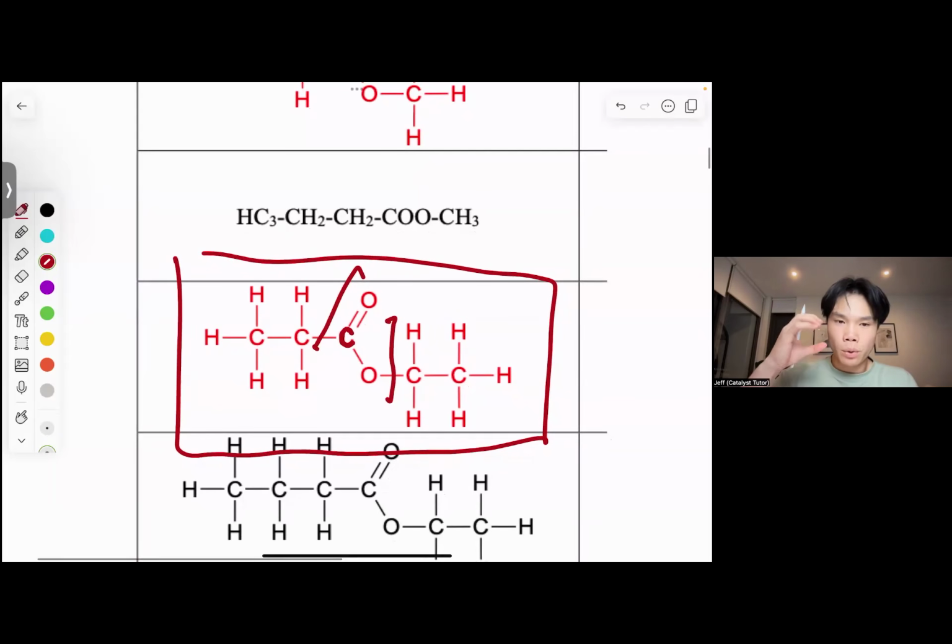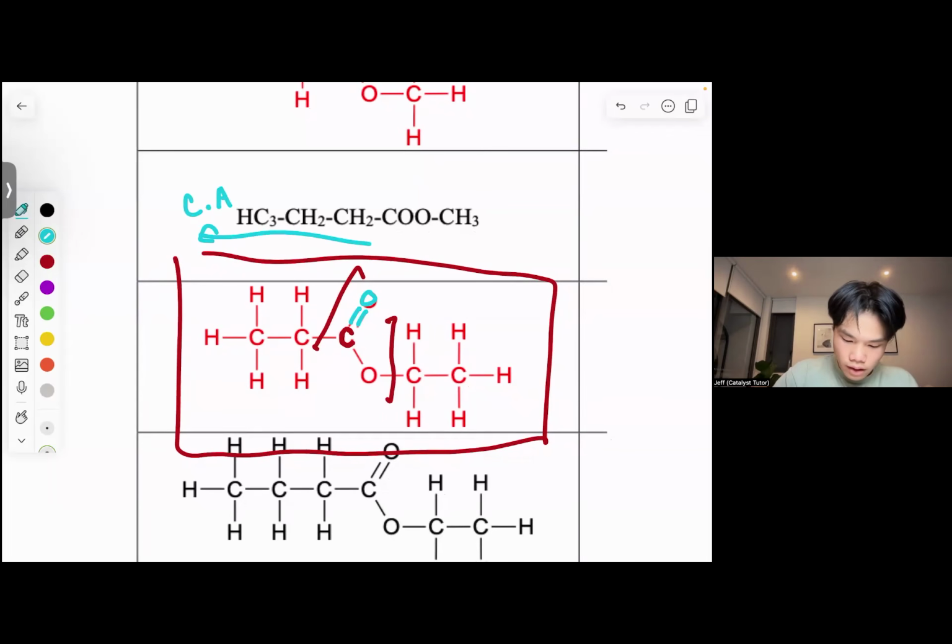You can always figure out which side is the carboxylic acid side because it will have the double bonded O on it. That is your carboxylic acid. And this is your alcohol side, which means this is your alkyl and this is your alkanoate. Okay.